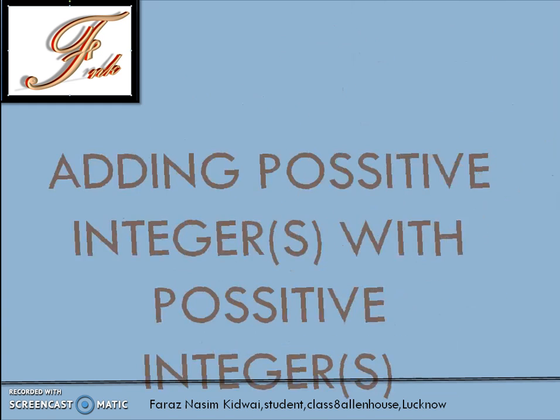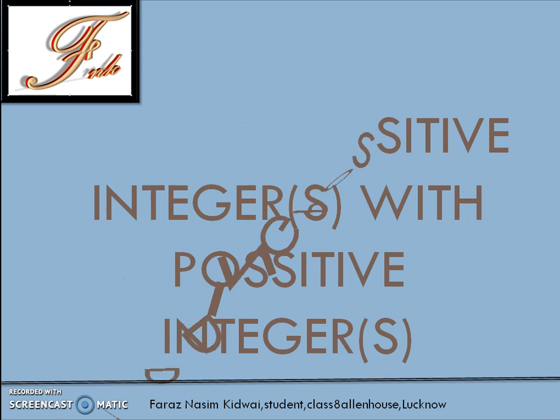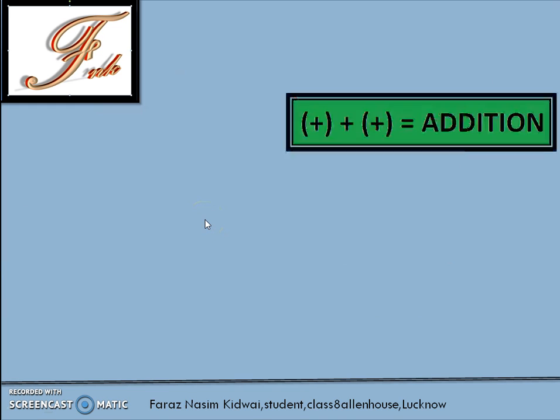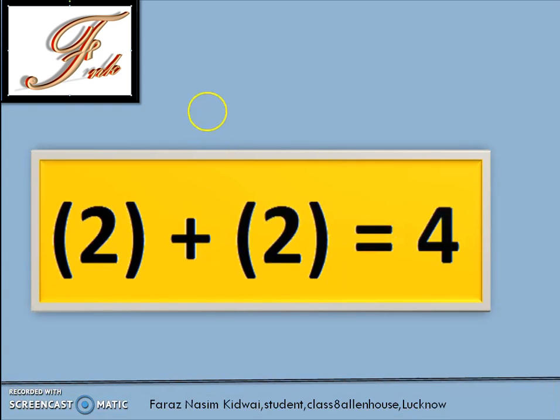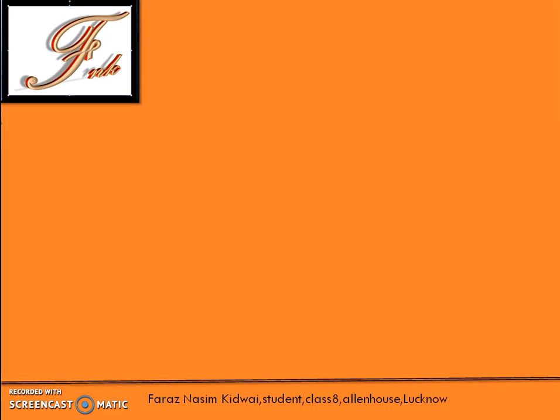The second point is how to add positive integers with positive integers. It is quite simple. When we are supposed to add a positive integer with another positive integer, we will add them and put a plus sign. Let us study this with an example. In this case, I need to add positive integer 2 with another positive integer 2. So the result is +4. That is a positive number. Now let us move on to the third point.